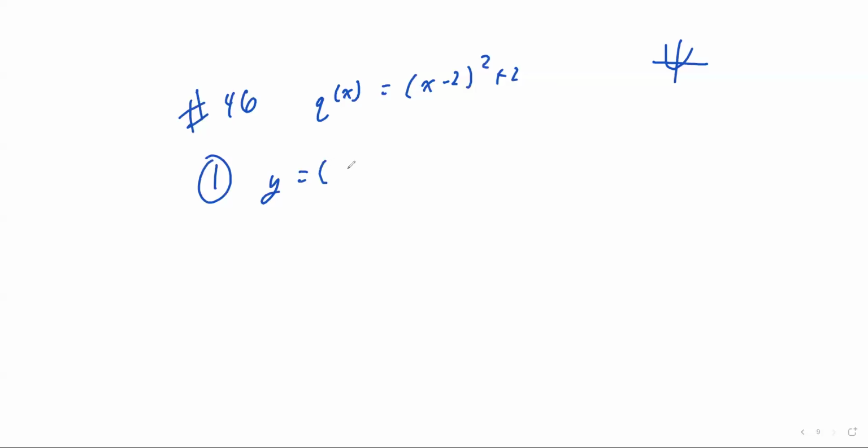So let's do number 46. So let's look at q of x equals x minus 2 squared plus 2. Again, this is a quadratic, so I know it's going to look something like this, and it's actually going to fail. I'll show you how we can restrict this. So for now, we'll just keep it as our status quo here. Switch the x and the y. And then we'll start solving. So I'll start off by subtracting 2.